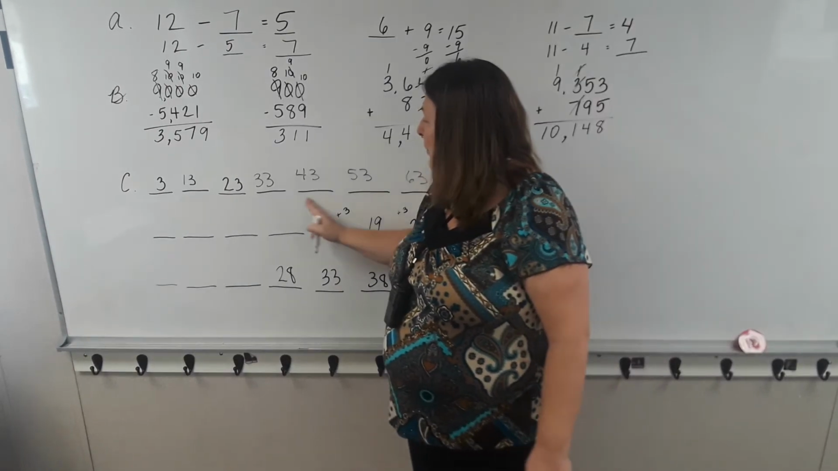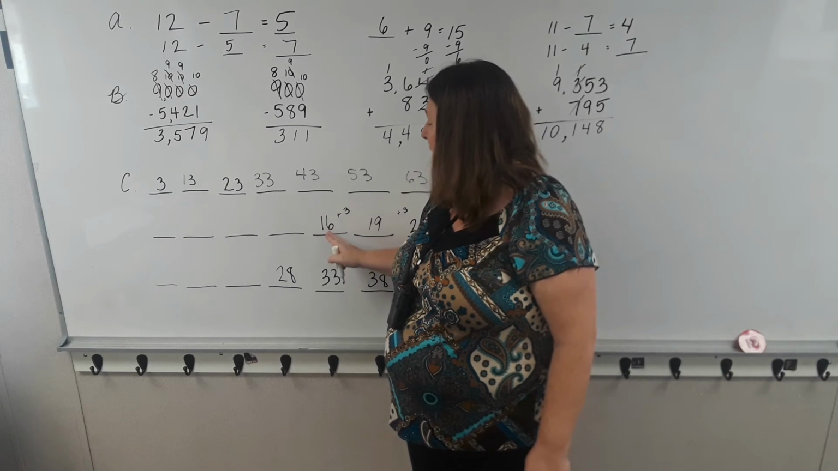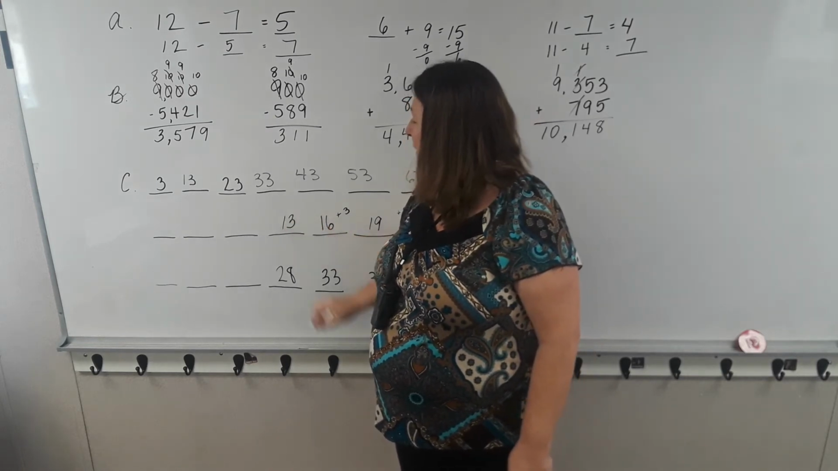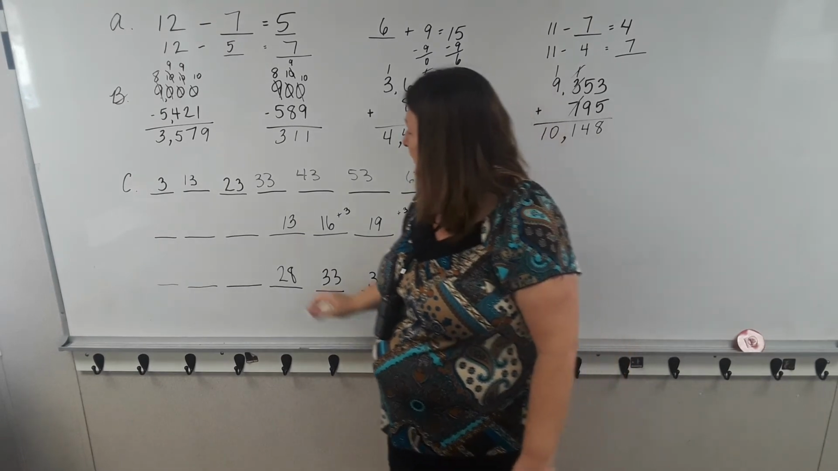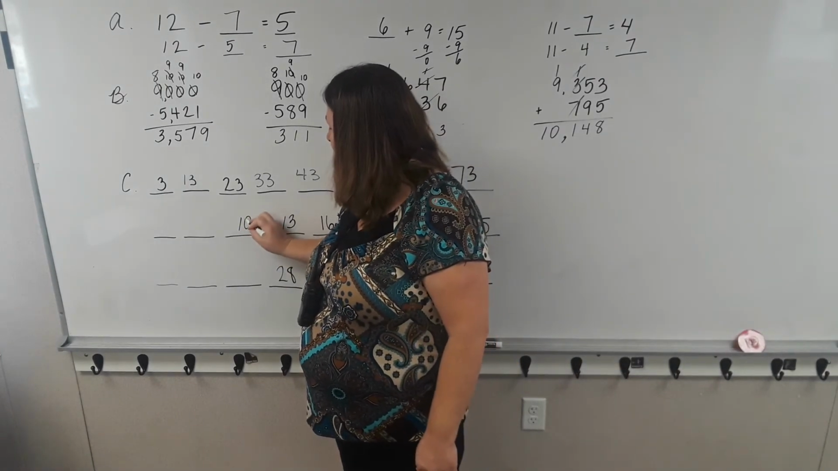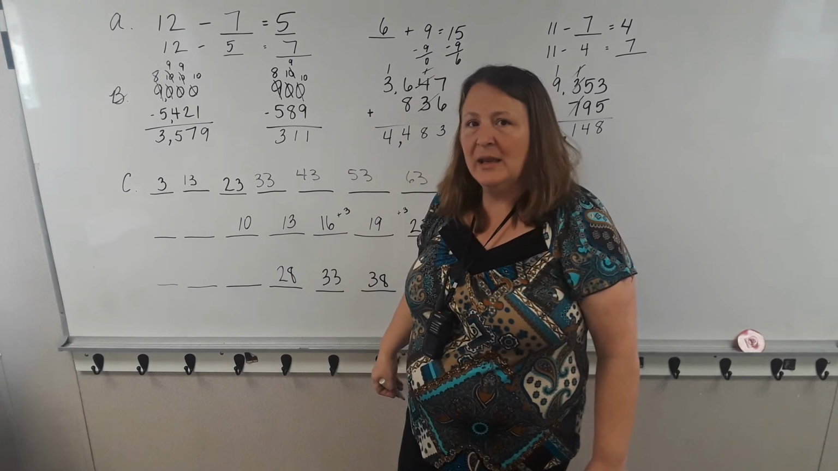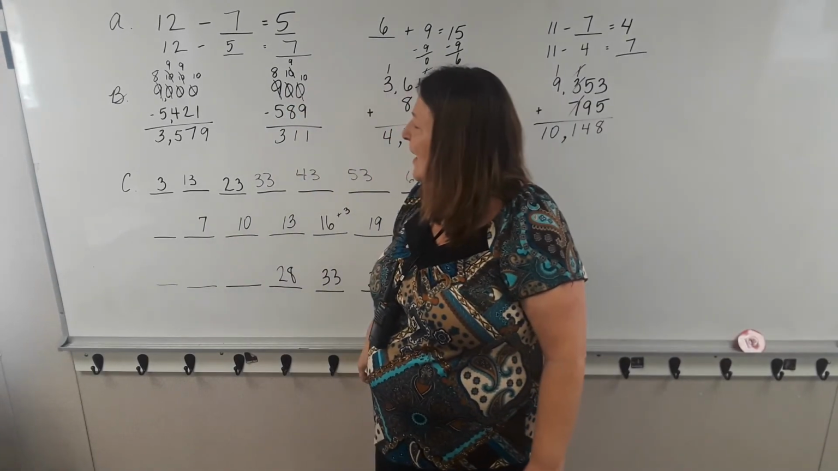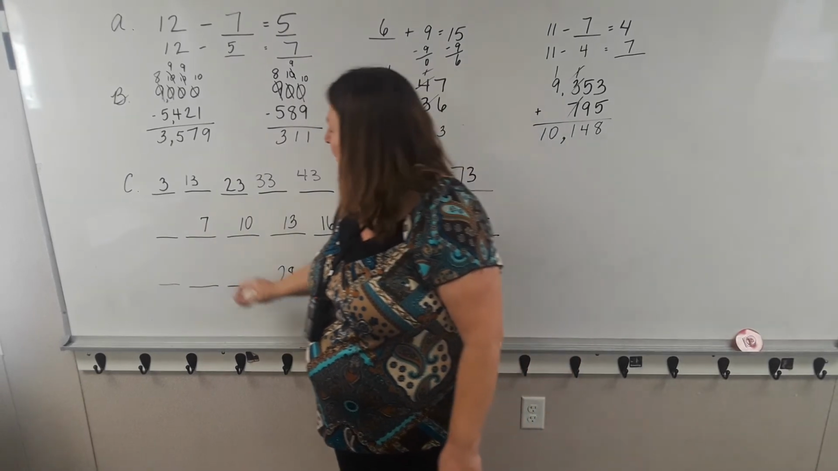But we're going to have to go backwards, so we're going to have to subtract 3. 16 minus 3 equals 13. 13 minus 3 equals 10. 10 minus 3 equals 7. 7 minus 3 equals 4.